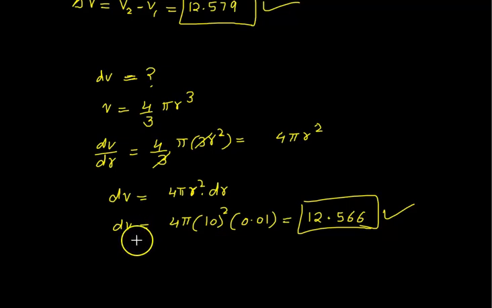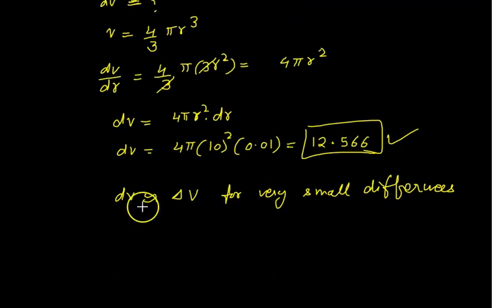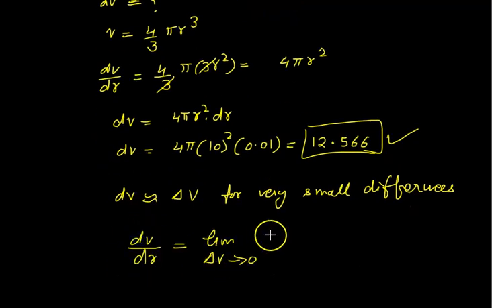becomes very small, almost negligible, and in that case dV is approximately equal to delta V for very small changes, and that's why we write it as the limit as delta r approaches 0, delta V over delta r is nearly equal to dV over dr.